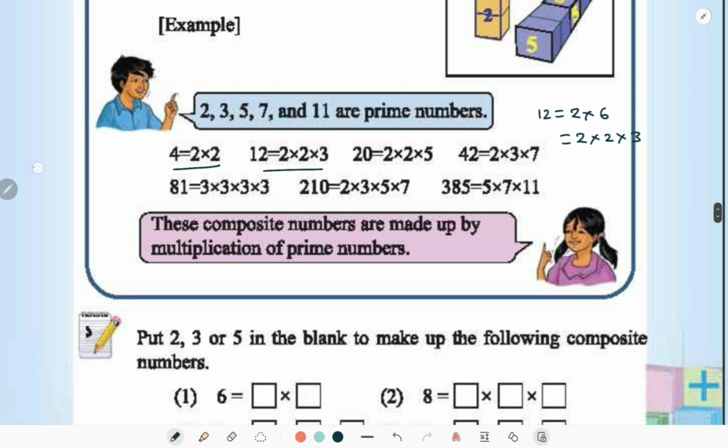Similarly 20 can be written as 2 into 10. 10 can be written as 2 into 5. So 2 into 2 into 5. So composite numbers are made up by multiplication of prime numbers, and this is called prime factorization. This method of showing a composite number as the product of prime numbers is called prime factorization.